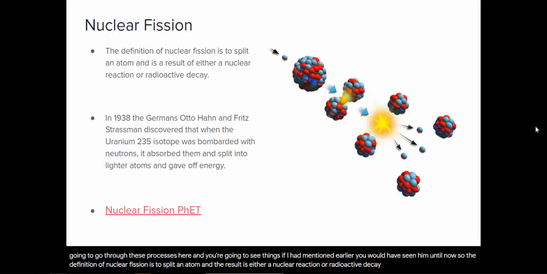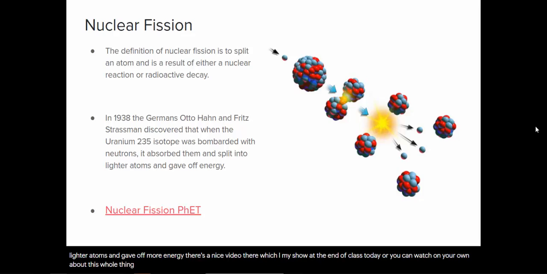In 1938, two Germans by the names of Otto Hahn and Fritz Strassmann discovered that when the uranium-235 isotope was bombarded with neutrons, it absorbed them and split into lighter atoms and gave off more energy. There's a nice video there, which I might show at the end of class today, or y'all can watch on your own, about this whole thing.